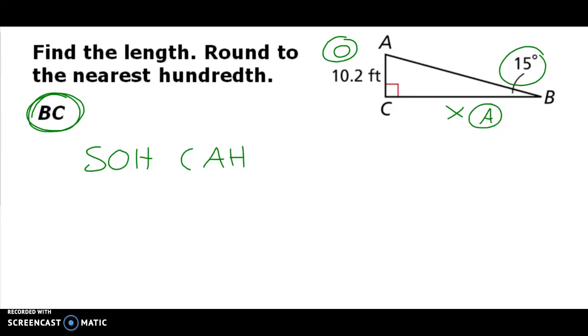All right, so we're finding a side of a right triangle here. SOHCAHTOA. We have to figure out which trig function we're going to use based on the sides that we know and are trying to figure out, which are O and A. So which of those three uses O and A? TOA, right? Tangent is equal to O over A. So we are going to use the tangent function.